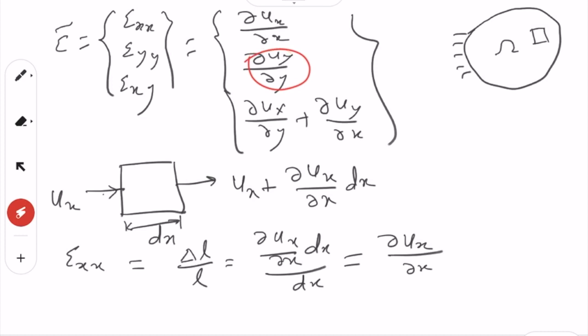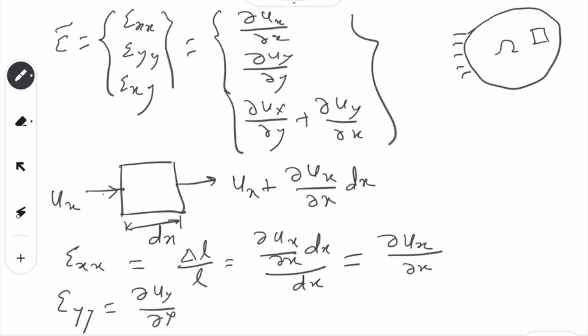Similarly, with the same argument, we can write epsilon yy is equal to del uy over del y. So you have uy here and uy plus del uy over del y times dy, and hence we can derive like this. Next thing is how do you get this one? All those things you have already studied in solid mechanics, but I am just repeating for those who have not studied solid mechanics.